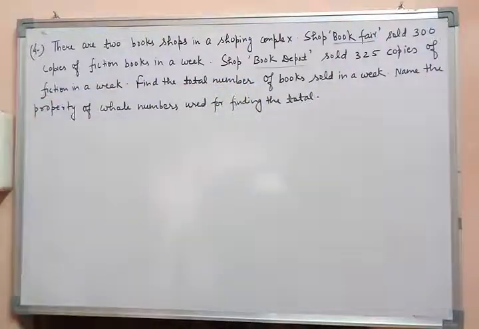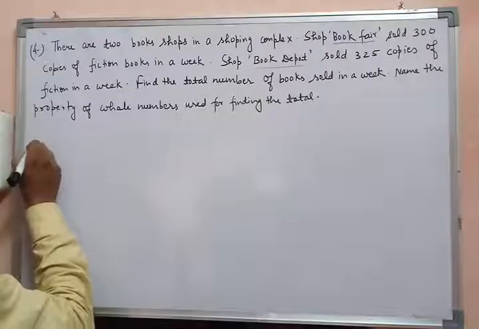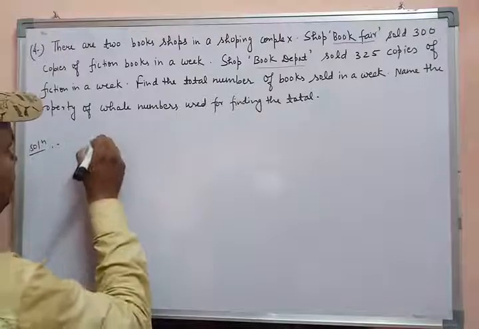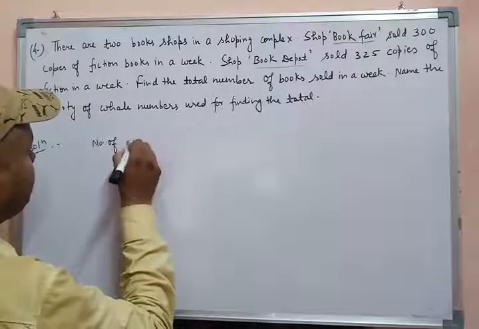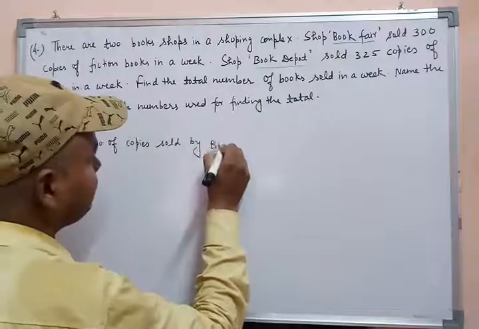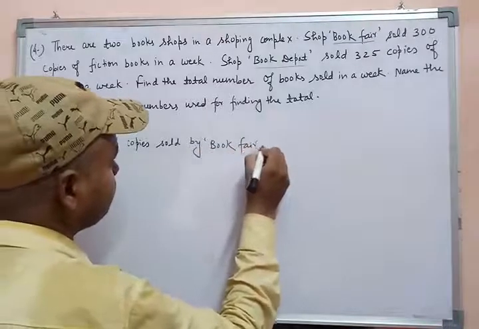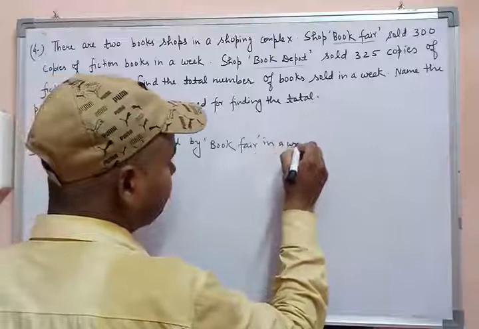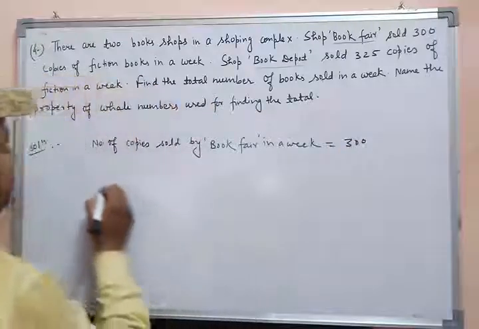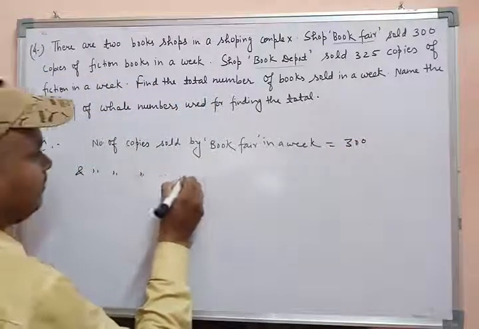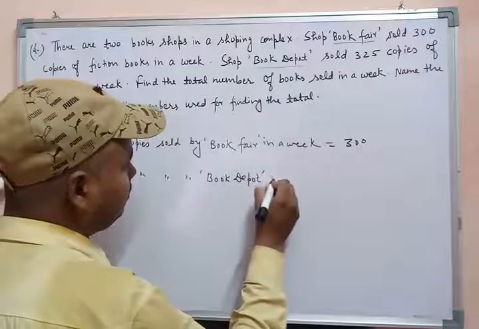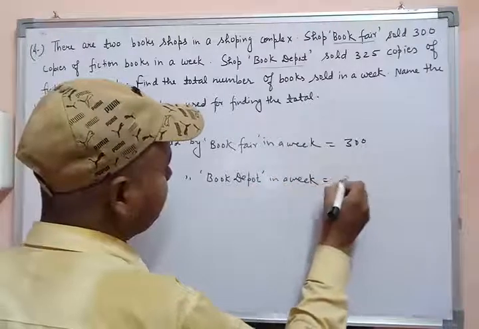Okay, so first of all, let the solution of this question be: number of copies sold by Book Fare in a week is equal to 300, and number of copies sold by Book Depot in a week is equal to 325.